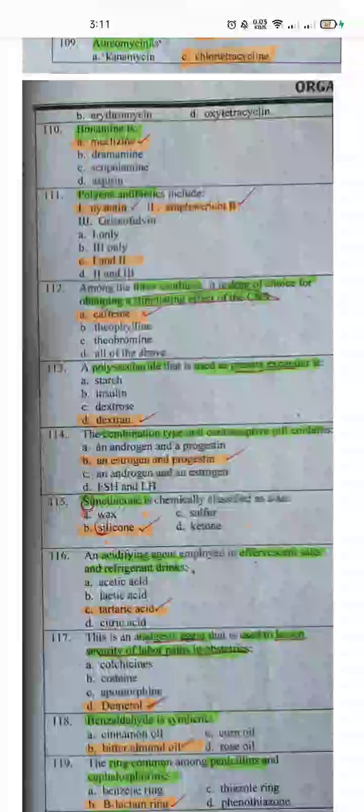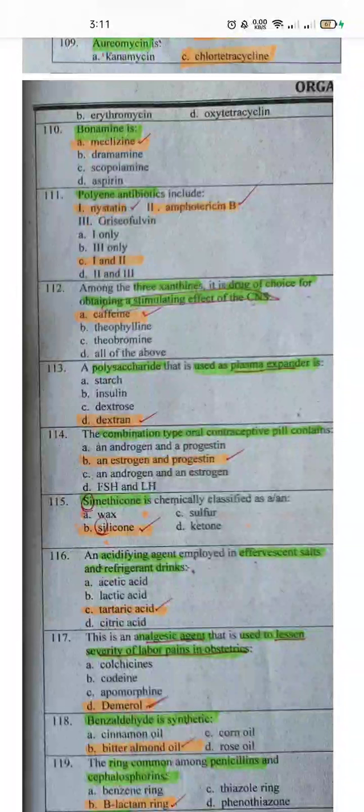Polysaccharide that is used as plasma expander is dextran. So, your dextran is a polyglucan that is formed from sucrose by the action of transglucosylate enzyme, dextran sucrase, present in Leuconostoc mesenteroides. So, it is used as plasma expander in cases of shock or pending shock caused by trauma, hemorrhage, or severe burns.